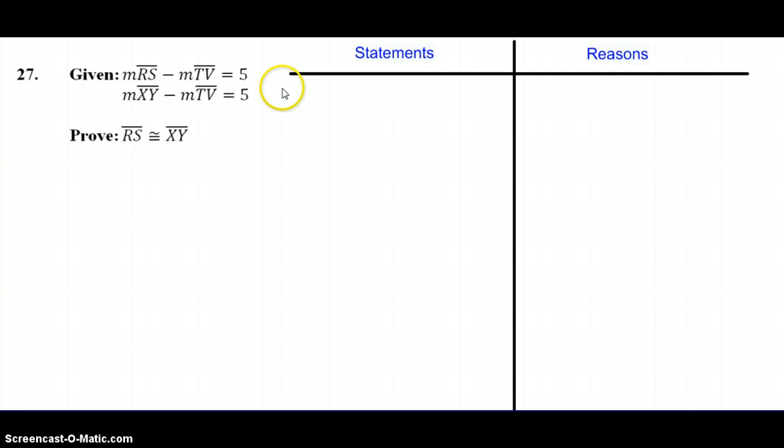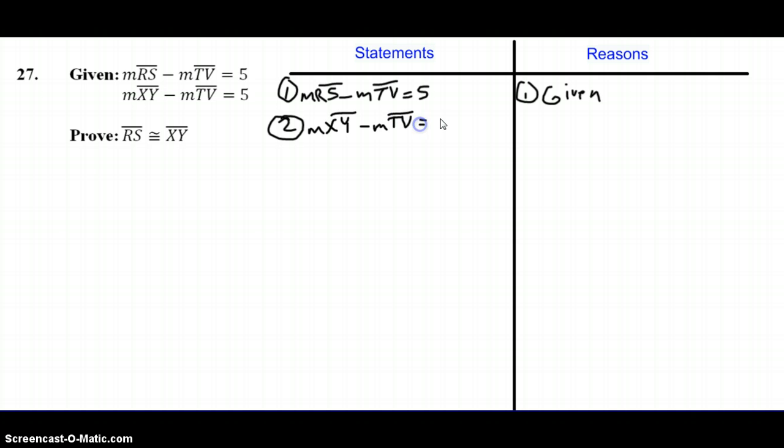So as with all of our proofs, we're going to start with our givens. My first statement is the measure of segment RS minus the measure of segment TV equals 5, and we know that because that information was given to us. Our second statement, we have a second piece of given information, and that's the measure of segment XY minus the measure of segment TV equals 5, and again that information was given to us.